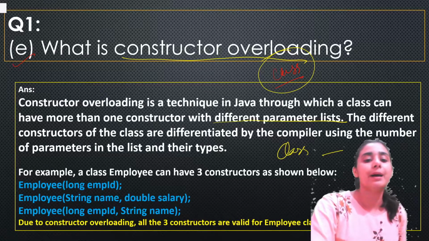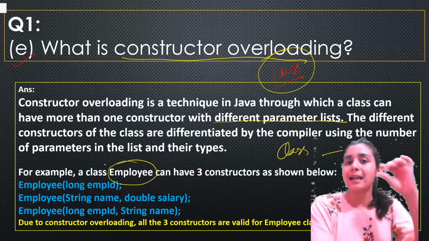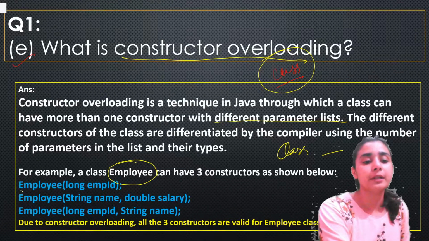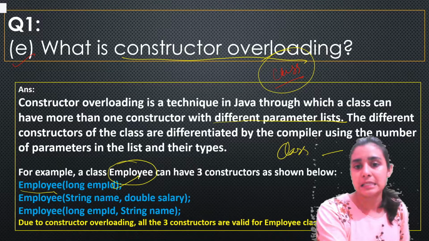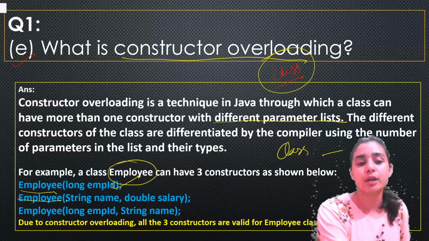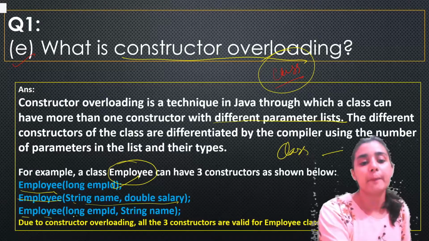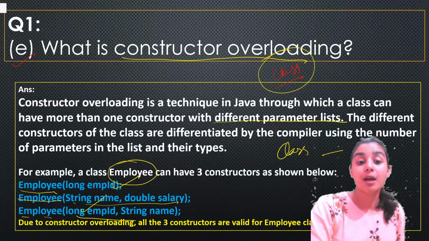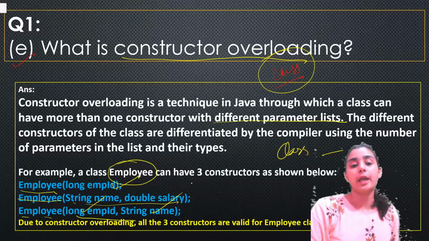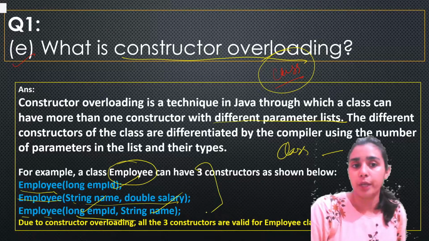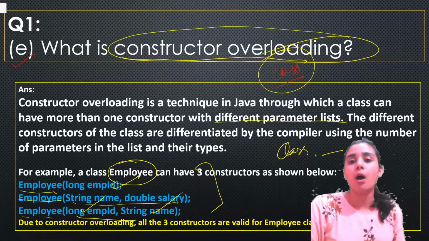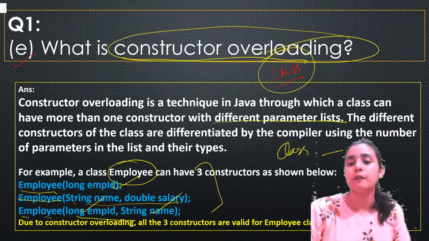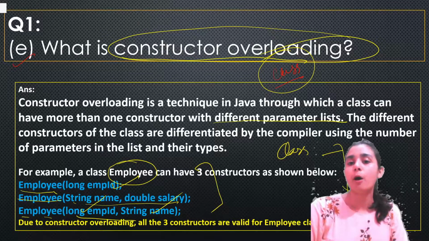For example, my class name is employee. As we know, the class name and the method name will be the same, so that will be a constructor. So the constructor here is employee, with one parameter. Next is again employee with 2 parameters, but the types are different. Here I have taken long and here it is a string type. So this is called constructor overloading. Please give their example also, because it will be more impactful if you explain a particular question with the help of an example.